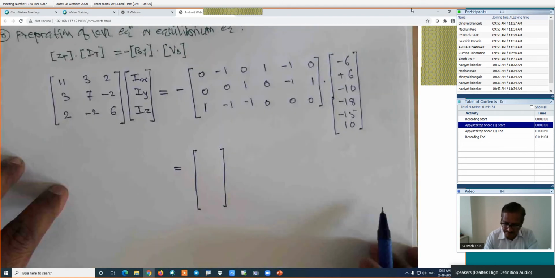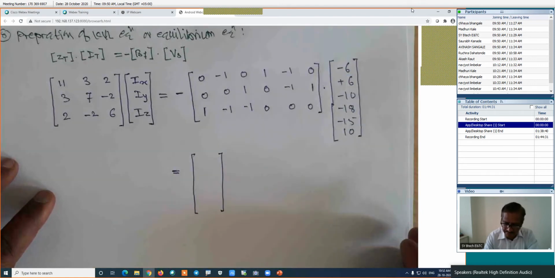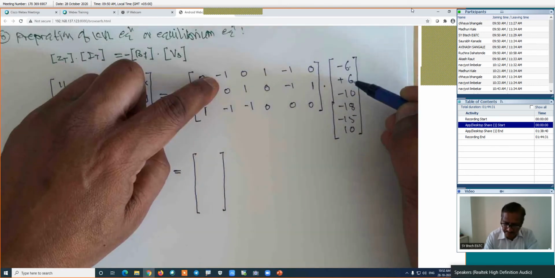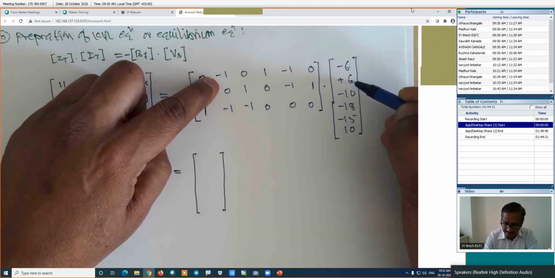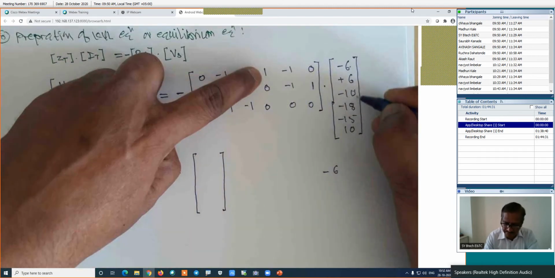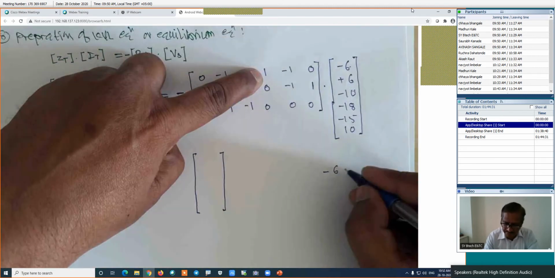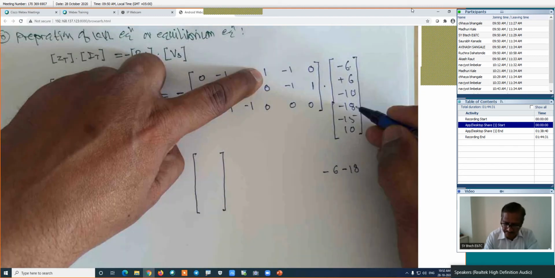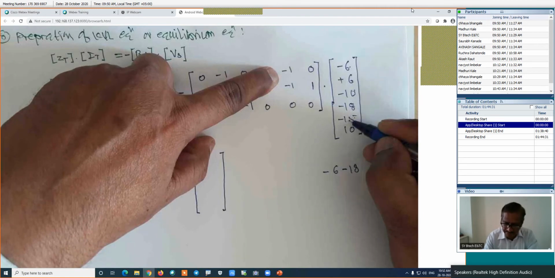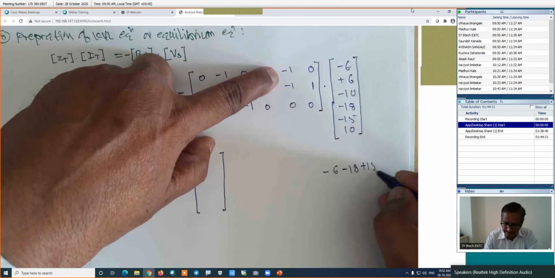Now look at, I will write somewhere here. This 0 into minus 6 is 0. This is minus 1 into 6 is minus 6. This is minus 6. This is 0. This is minus 18. Then this is plus 15. Minus into this minus 15 means it is plus 15. This value is plus 15.